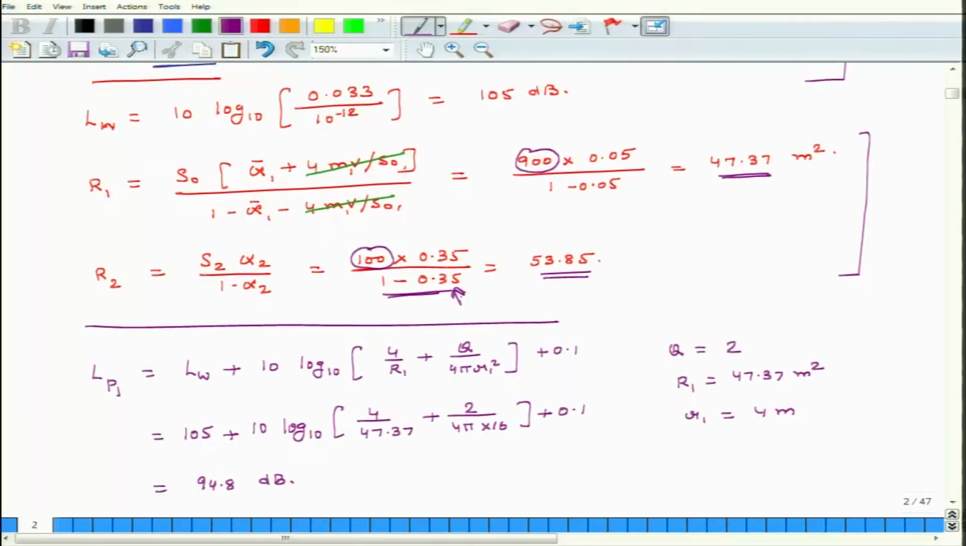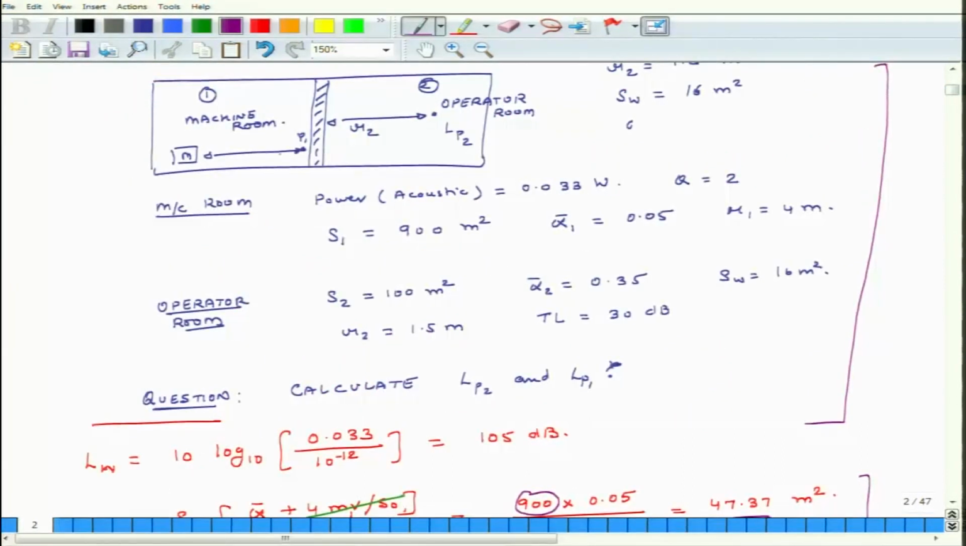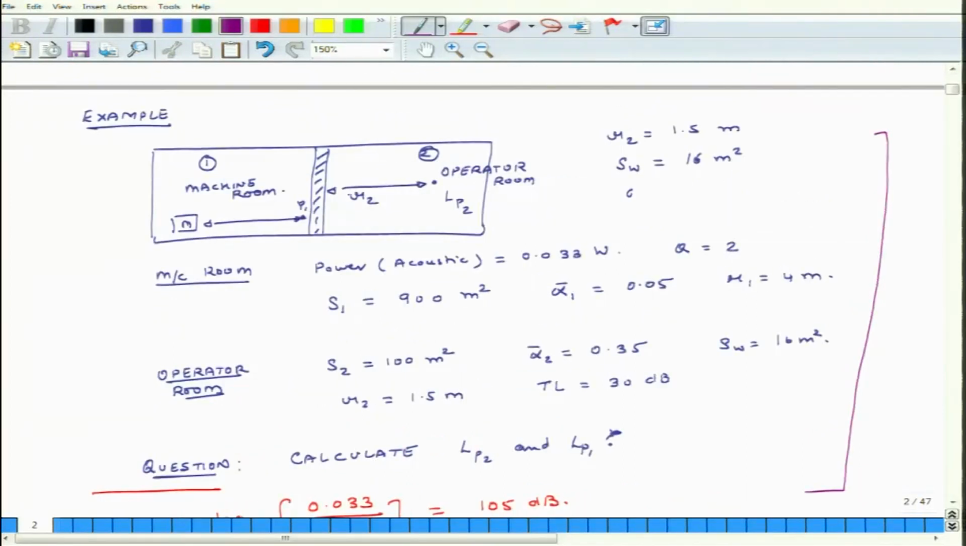Okay. So, what does that mean? That in the first room, in the machine room, if I am 4 meters away from the machine, then the sound pressure level will be about 94.8 decibels, and this is a pretty high sound pressure level. If a person is exposed to this high sound pressure level for a sustained period of time, he will have serious hearing damage. So, to mitigate that, a partition has been introduced, a wall, and the transmission loss of this wall is 30 decibels. So, our next step is to compute the sound pressure level at a point 1.5 meters away in the operator room.